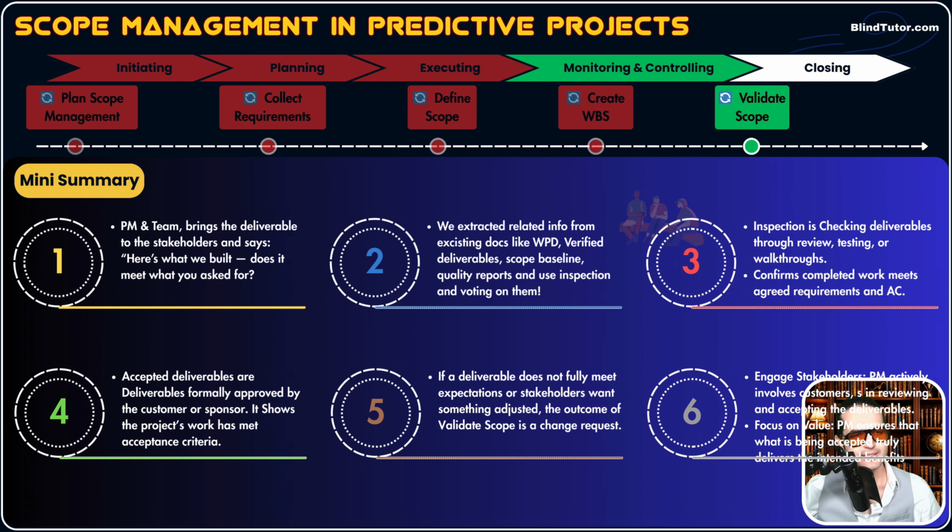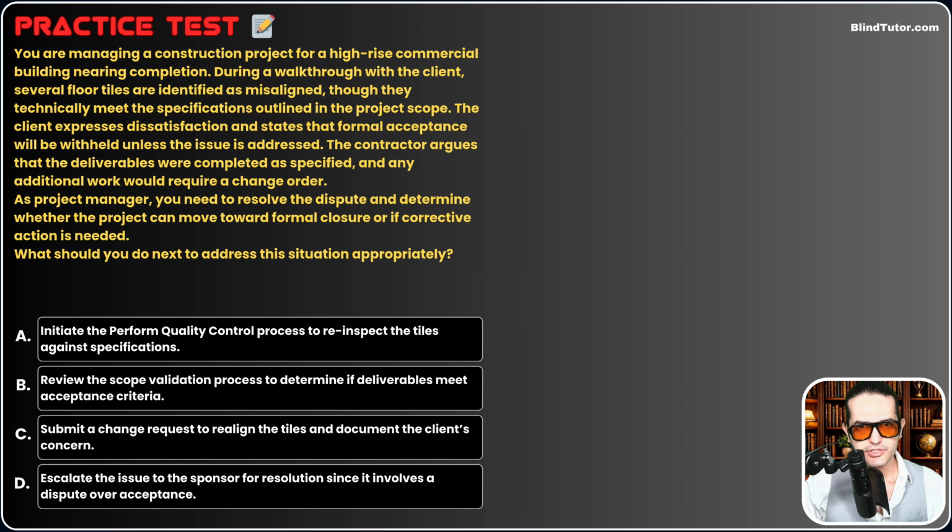Awesome. Now let's have some extra practice tests about the validate scope process. Let's get it done together. You are managing a construction project for a high-rise commercial building nearing completion. During the walkthrough with the client, several floor tiles are identified as misaligned, though they technically meet the specification outlined in the project scope. The client expresses dissatisfaction and states that formal acceptance will be withheld unless the issue is addressed. The contractor argues that the deliverables were completed as specified and any additional work would require a change order.